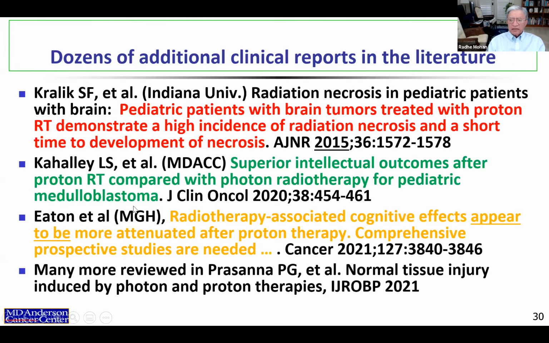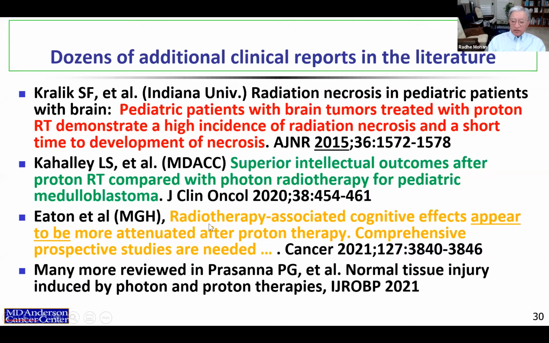There are many, many other studies in the literature. I will simply mention a few here. There was a negative study, by the way, red is negative, green is positive. So from Indiana University, about radiation necrosis with proton therapy in pediatric patients. Pediatric patients with brain tumors treated with proton radiotherapy. Proton radiotherapy demonstrated a high incidence of radiation necrosis and a short time to the development of necrosis. Whereas from MD Anderson, we found superior intellectual outcomes after proton radiotherapy compared with photon radiotherapy for pediatric medulloblastoma.